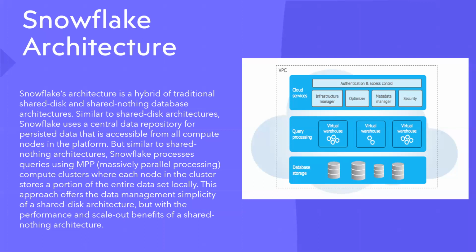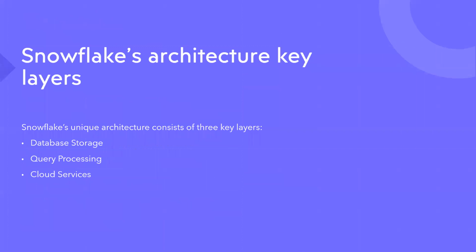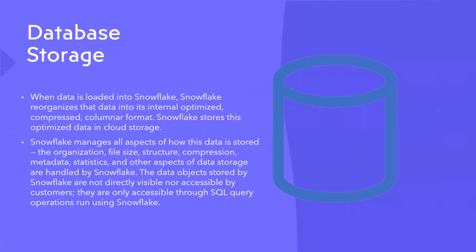Snowflake's unique architecture consists of three layers. They are database storage, query processing, and cloud services. Let's talk about database storage. When data is loaded into Snowflake, Snowflake reorganizes the data into its internal optimized, compressed, columnar format. Snowflake stores this optimized data in cloud storage.